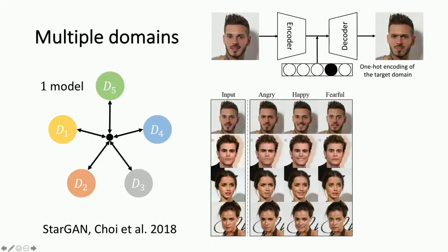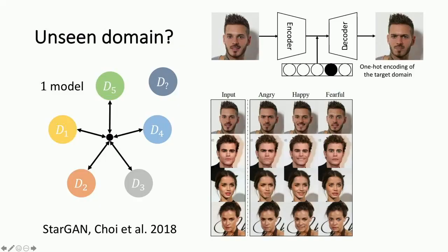StarGAN has tried experiments on facial expression transfer. For example, they can transfer an input image to angry or happy or fearful expressions. Their data set has 40 expressions, and they only need a single model because the encoder and decoder are all shared by all the domains.